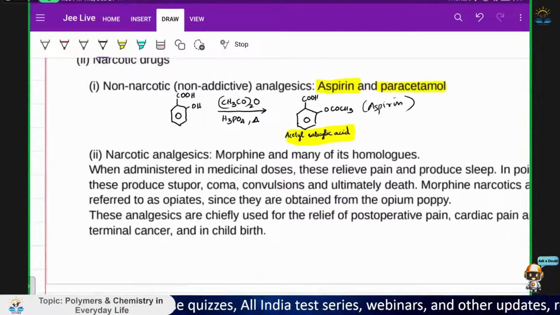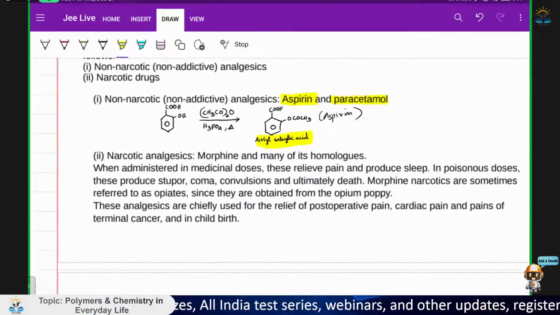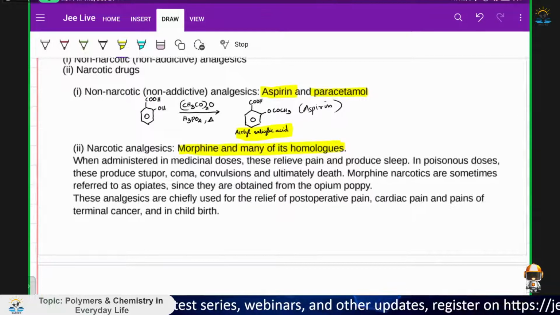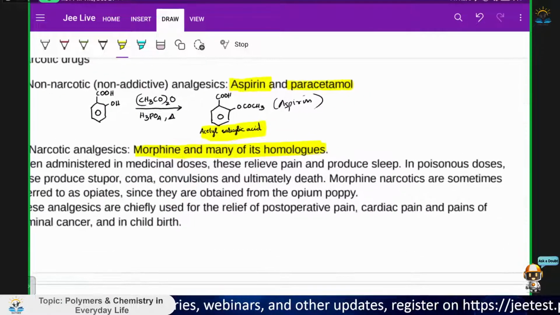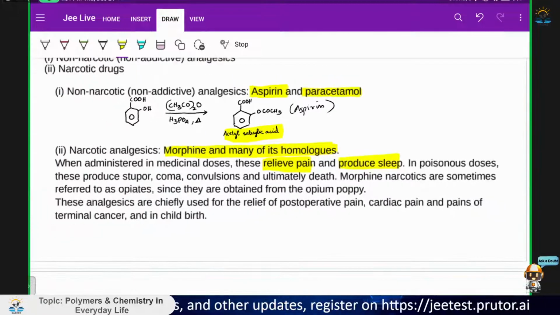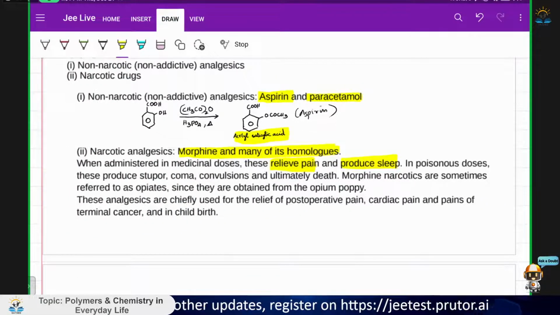So what are narcotic analgesics? Narcotic analgesics are morphine and its derivatives. When administered in medicinal doses, these relieve pain. So what do these drugs do? They relieve pain and also produce sleep. In poisonous doses, these produce stupor, coma, convulsions, and ultimately death.